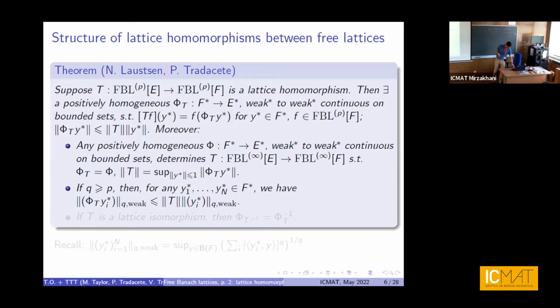And as we shall see, this is not going to be the case in the case of finite p, but in the case of finite p, we also know something else. So if q is greater or equal than p, then we have this inequality for the weak star norms, for the q-weak Rademacher norms of n-tuples in F star.